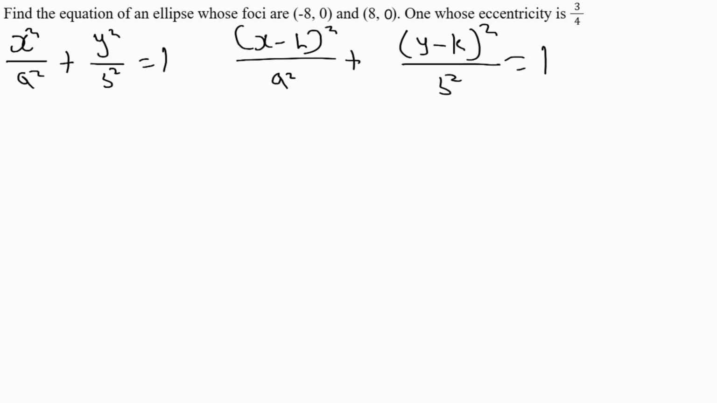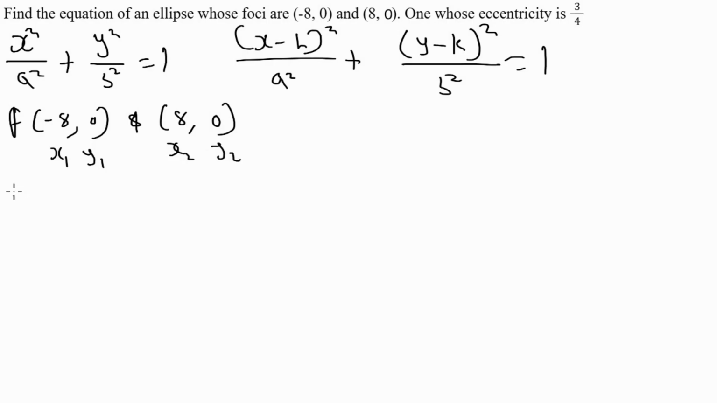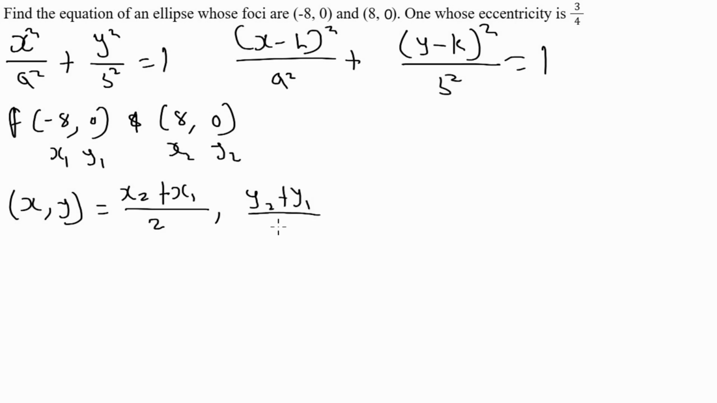Like I said, the coordinates of the foci that are given to you, you can use to get the center. The coordinates of the major vertices given to you, you can use to get the center. If it's the minor vertices, you can use those to get the center. So the foci are (-8, 0) and (8, 0). So we have x1, y1, x2, y2. So the midpoint (x, y) will be equal to ((x2 plus x1) divided by 2, (y2 plus y1) divided by 2).